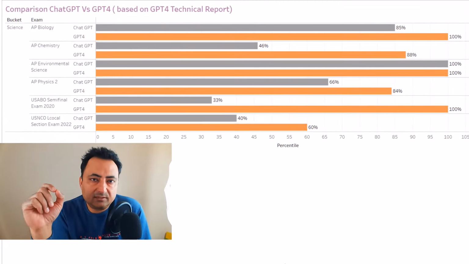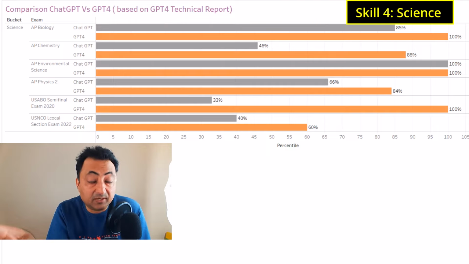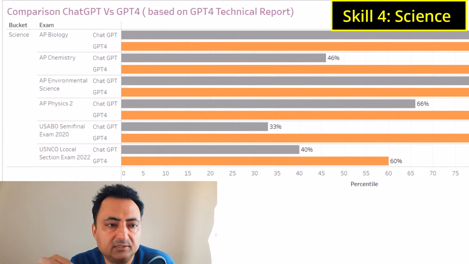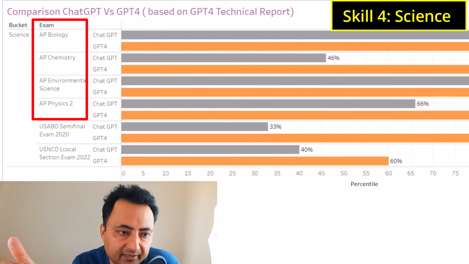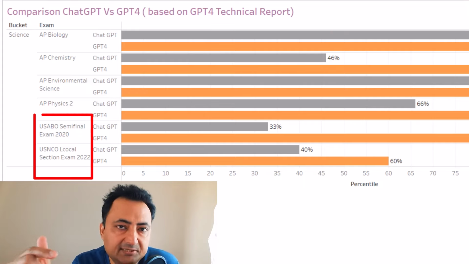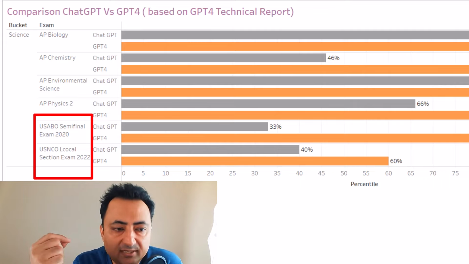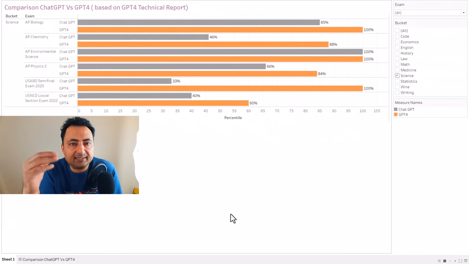The next skill set is science. Both ChatGPT and GPT-4 provide amazing results in the science skill bucket, but I believe the real story is in the details. Let's just quickly look at the exams that are conducted. So we have AP, which stands for Advanced Placement Exams. We've got about 4 of them: biology, chemistry, environmental science, and physics. And then we have 2 of these, which are USABO, which stands for the USA Biology Olympiad, and USNCO, which stands for the USA Chemistry Olympiad. Now, if you look at these exams, the Olympiads are more difficult than the AP exams.